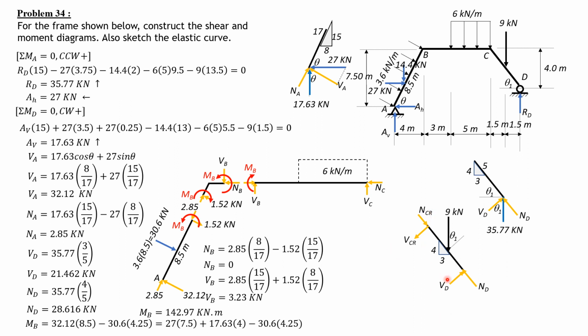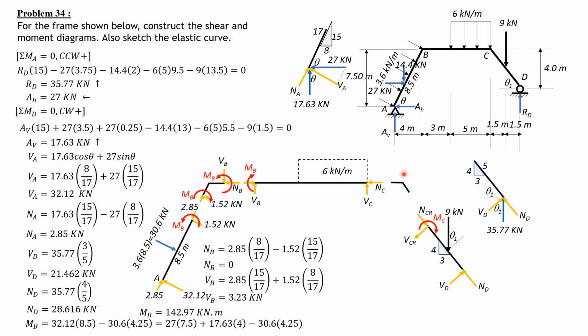While V_CR is V_D. V_D is 21.462. Then minus the component of 9 perpendicular to the member, which is 9 cosine theta 1, and cosine theta 1 is 3/5. So V_D minus 9 times 3/5 is 16.062 kilonewtons.